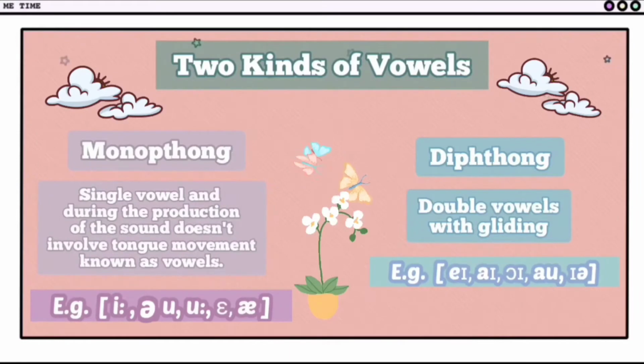There are 2 kinds of vowels. The easy way to remember this is monophthong is single vowels and it sounds like e, u, o, i. Diphthong is double vowels and it sounds like ai, oi, ow.